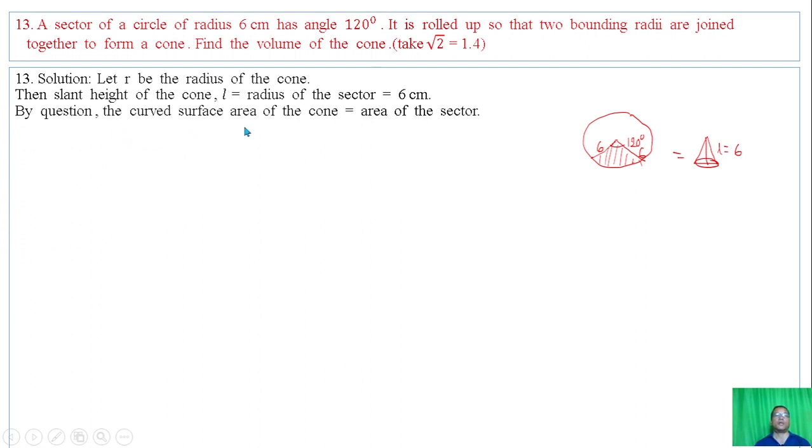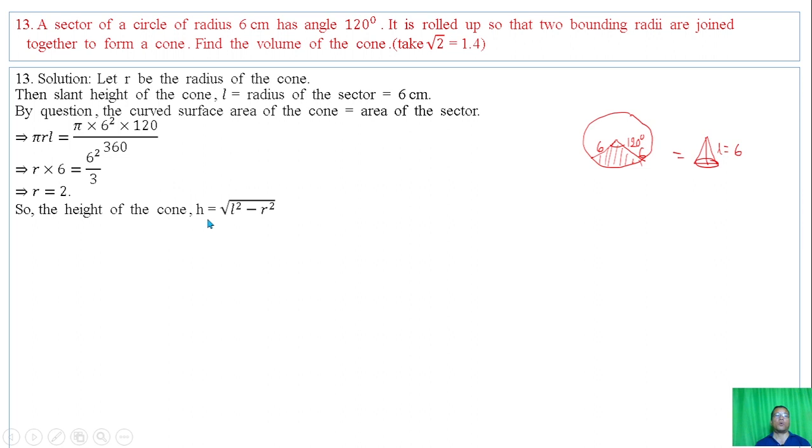By question, the curved surface area of the cone is equal to the curved surface area of the sector. Then curved surface area of the cone is pi R L, and the area of the sector is pi R square into theta by 360. Putting L value 6, we get R value 2. Find the volume of the cone.